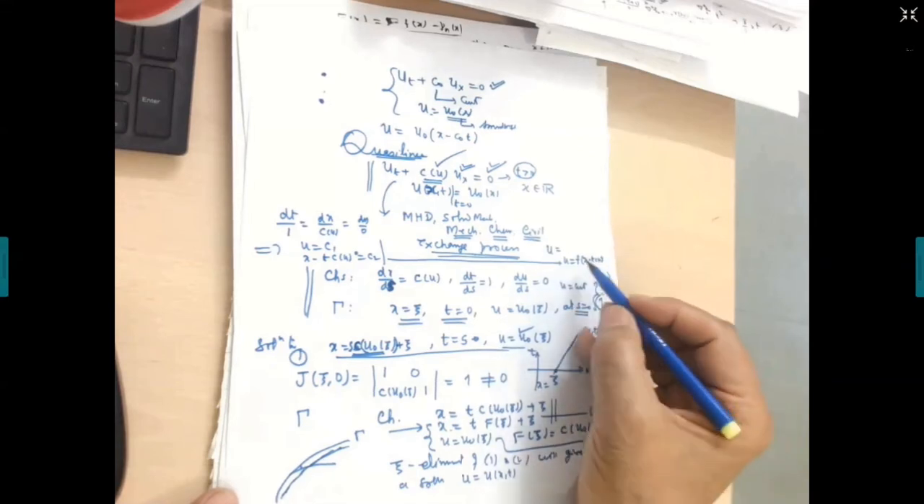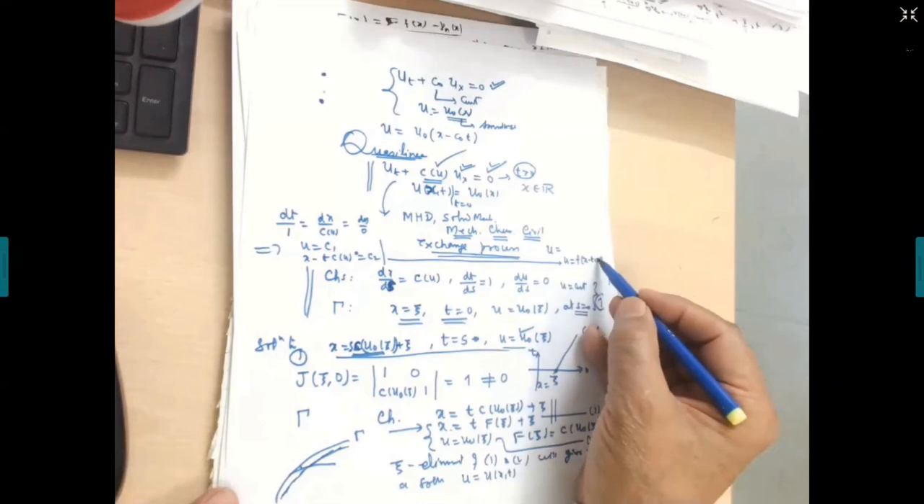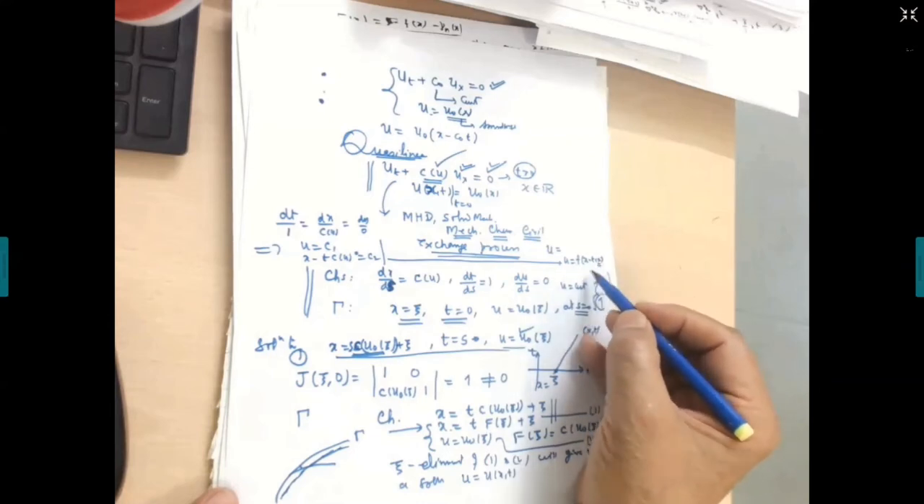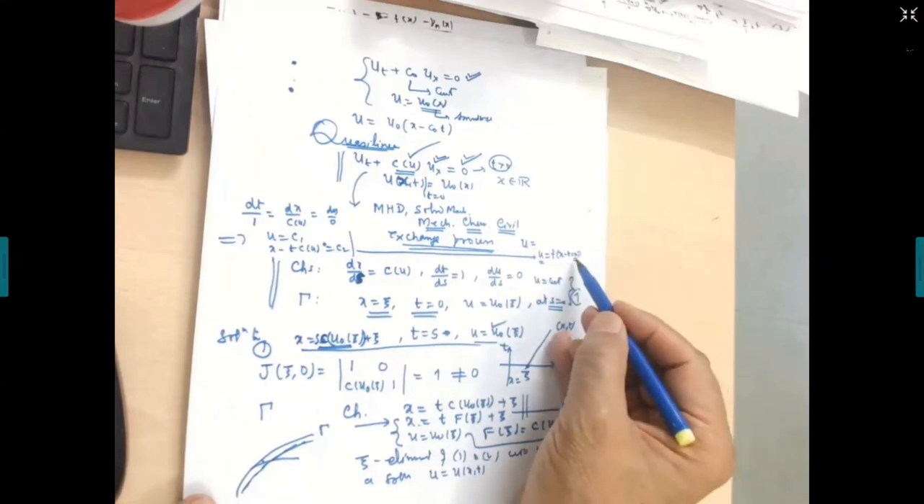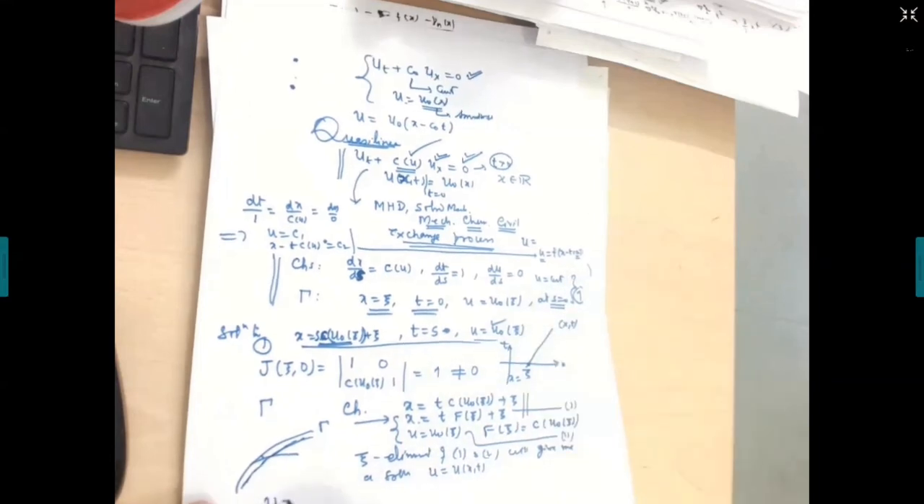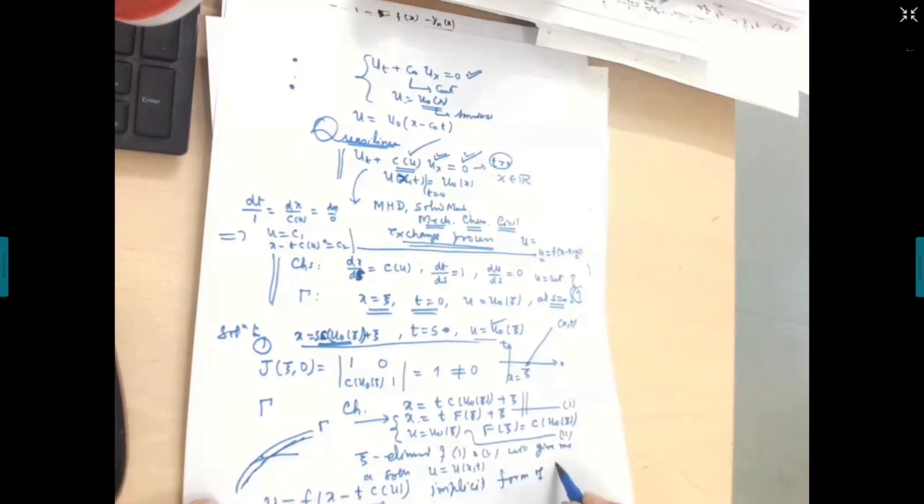Is that right? So look here, the solution is here. U is involved in this function as well. Can you see? U is involved in this function as well. The solution is u is equal to some function of x minus t times C of u. Is that right? Yes, sir. So this is not an explicit form of the solution. It is implicit. Implicit form of this solution.